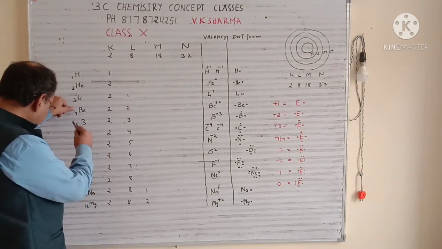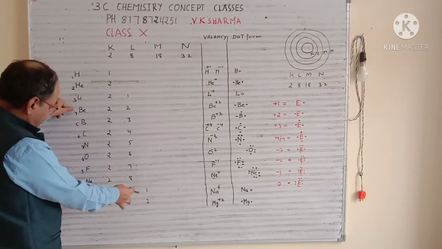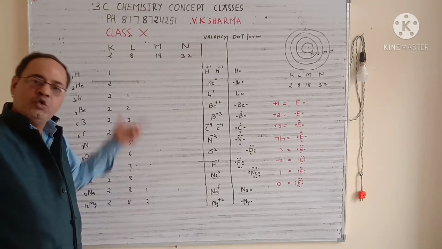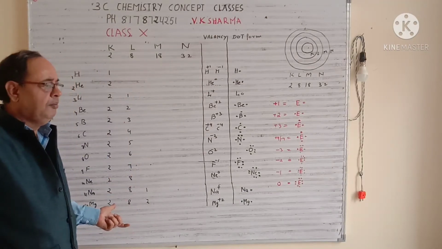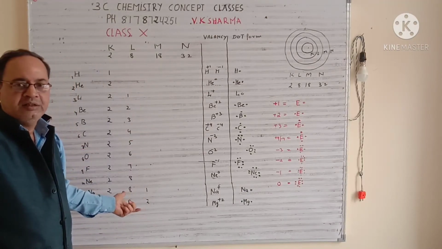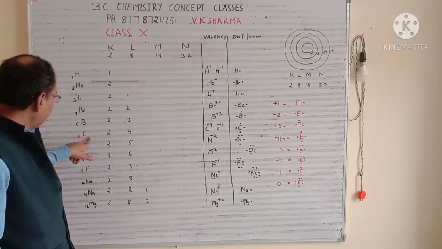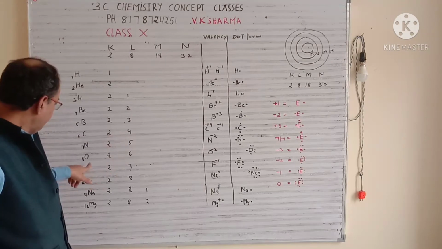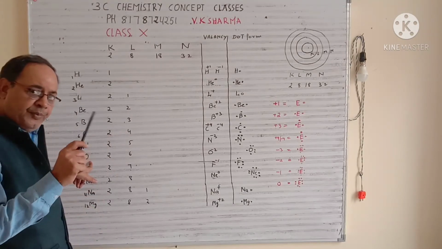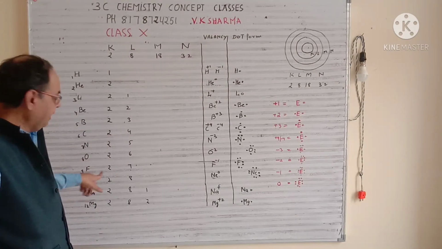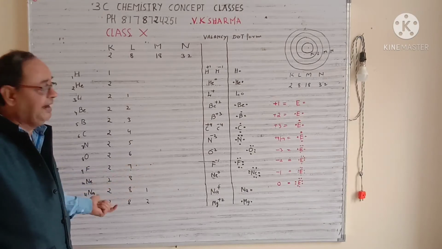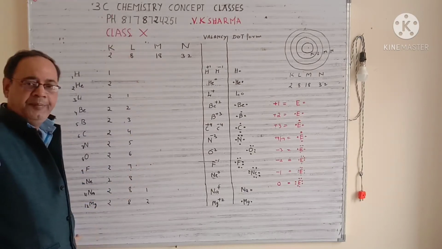Same way beryllium and magnesium, both have 2 electrons, so they are kept in the second group. So all members of the beryllium family will have a plus 2 charge. Same way boron members will have plus 3, carbon members will have plus 4 or minus 4, oxygen members will have minus 2, fluorine, the halogen members, will always have a minus 1 charge. So this is the way we have given.